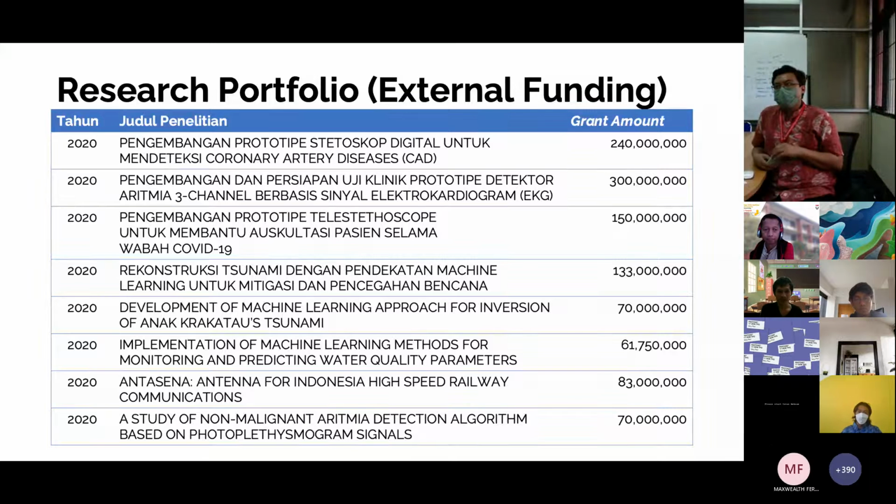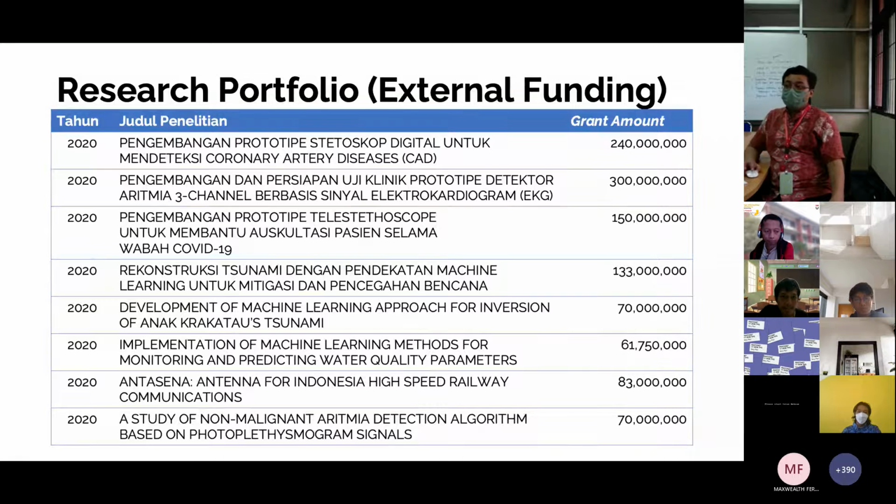So, okay, we have the research portfolio. So we have several external funding. From 2020, we have several funding here. The grant is about 240 million rupiah. Oh, we have also this one, the prototype detector ECG 3 channel. We have 300,000 rupiah for the funding.